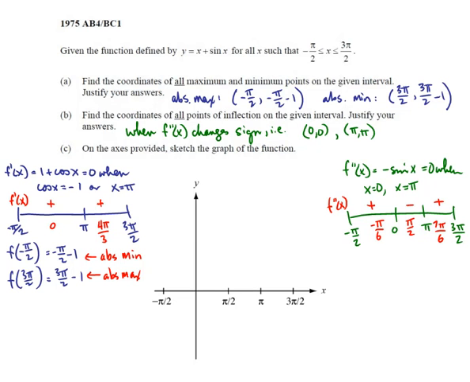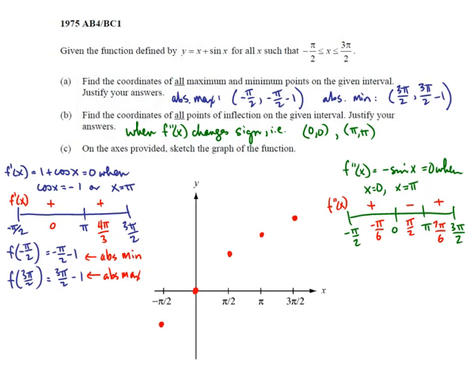Pi is 3.14, pi over 2 is 1.5 roughly, so negative 1.5 minus 1 is negative 2.5. So we plot that point. We also have 0, 0. At pi over 2 we have pi over 2 plus 1, so that's roughly 2.5 positive. At pi we have pi, and 3 pi over 2 is roughly 3.5. So we've plotted our points.